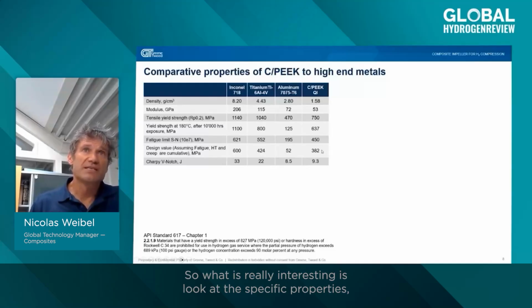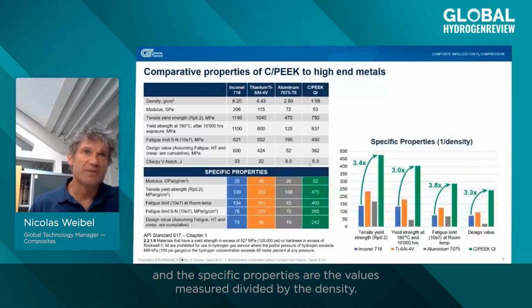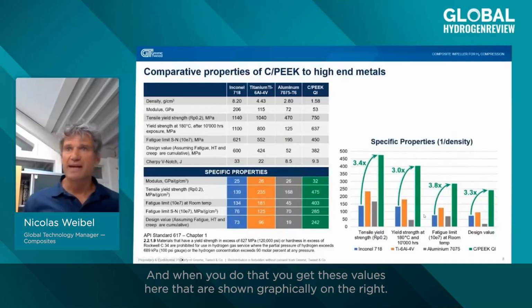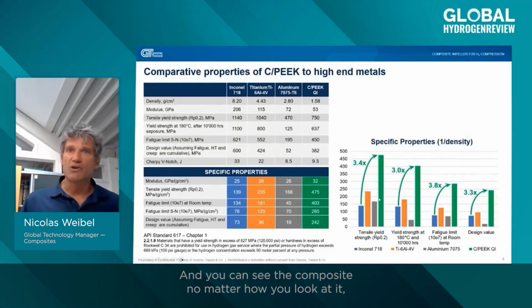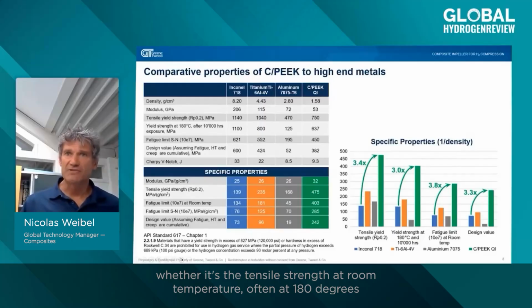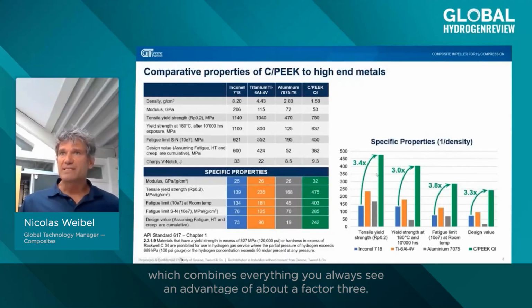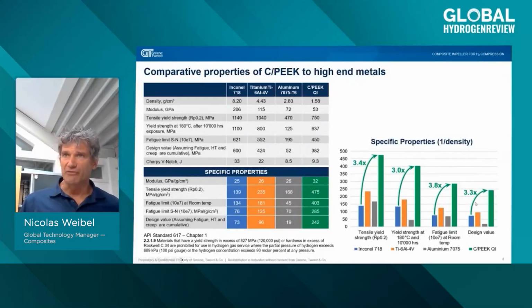So what is really interesting is to look at the specific properties. And the specific properties are the values measured divided by the density. And when you do that, you get these values here that are shown graphically on the right. And you can see the composite, no matter how you look at it, whether it's the tensile strength at room temperature, at 180 degrees for 10,000 hours, at 10 million cycles, or the design value, which combines everything, you always see an advantage of about a factor 3.